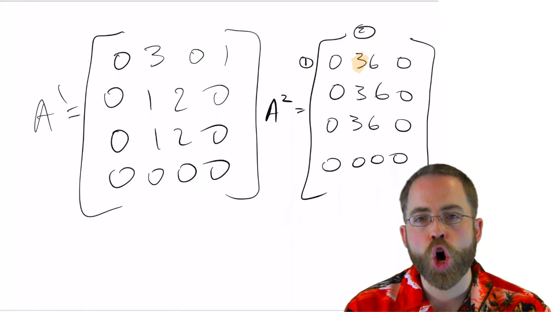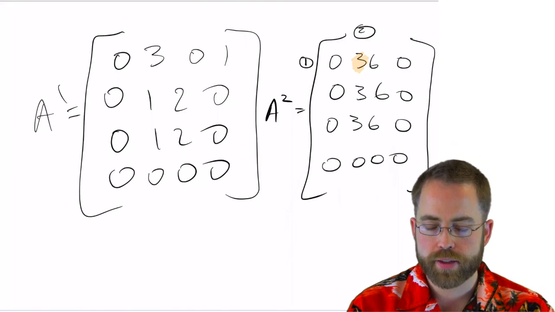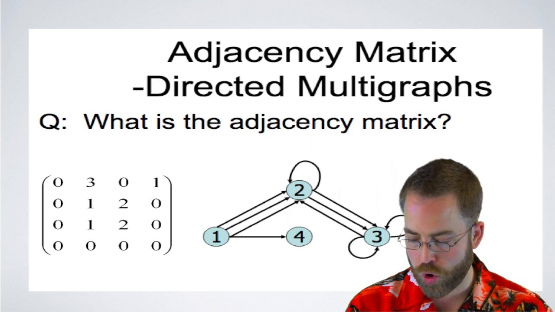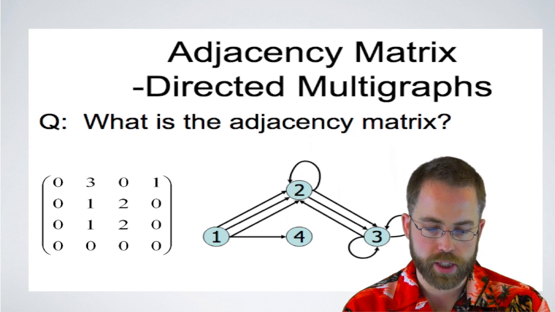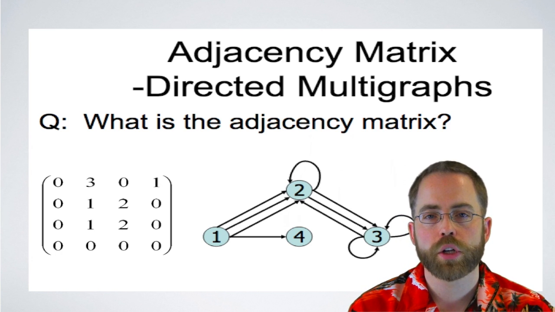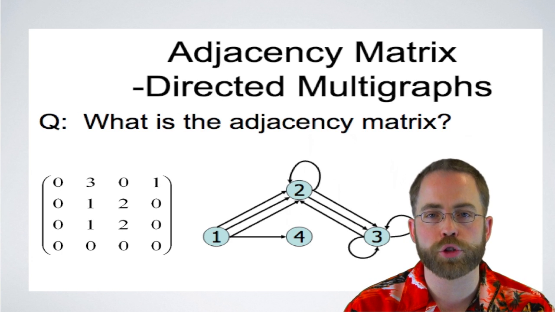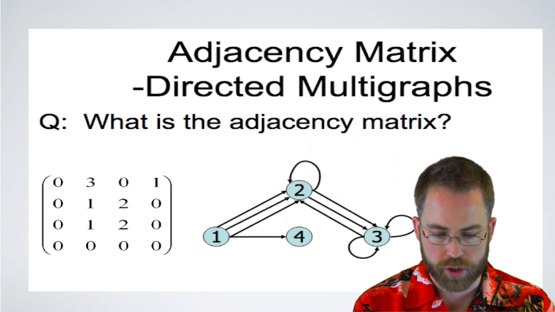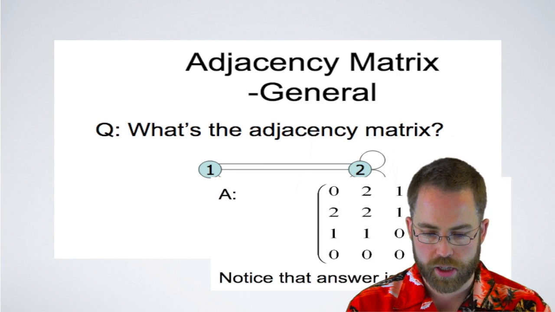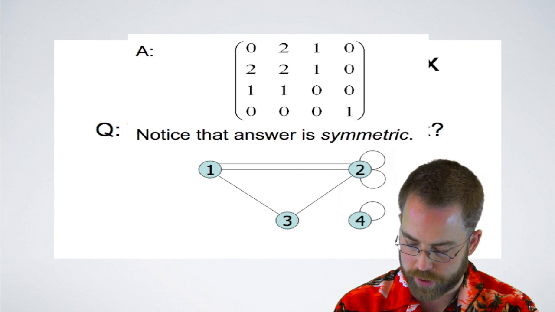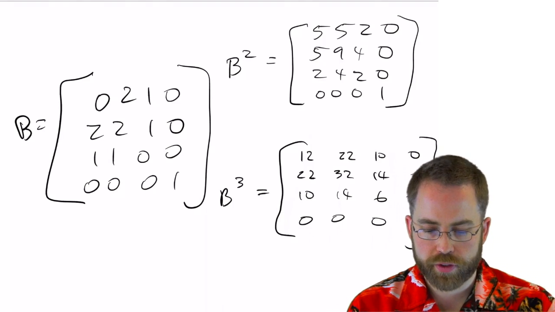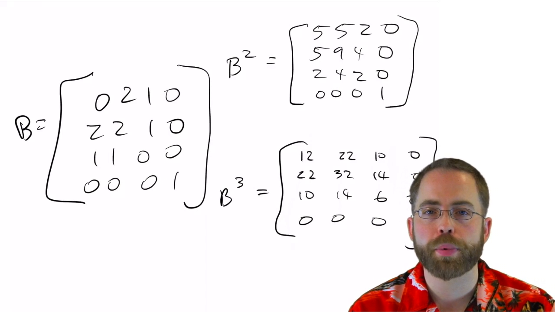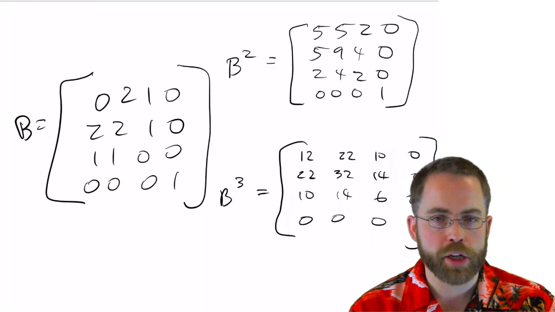But there are no 2-step ways to get from node 1 to node 4. There are no two-step ways to get from node 2 to node 4. So the kind of information that can be extracted from doing powers on these matrices is amazing. Let's look at the other one. This matrix here, if I put this matrix in my calculator and then raise it to the second power or to the third power, a lot of information is visible to me.